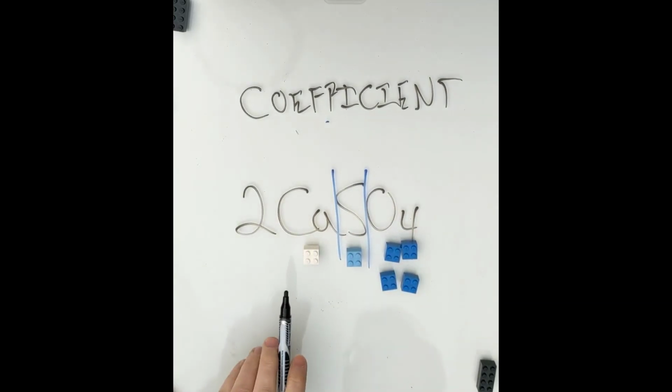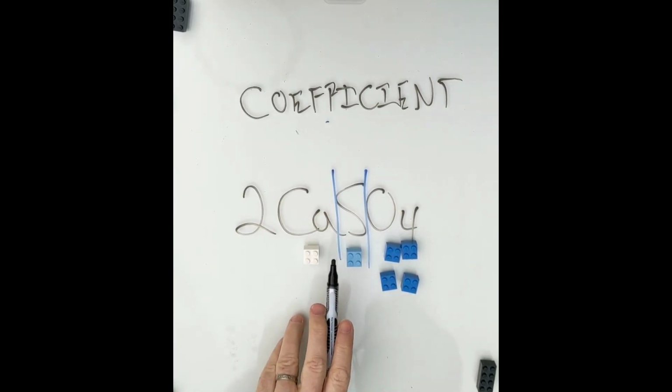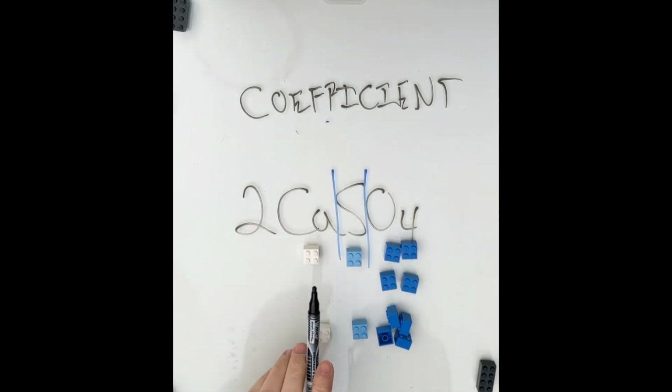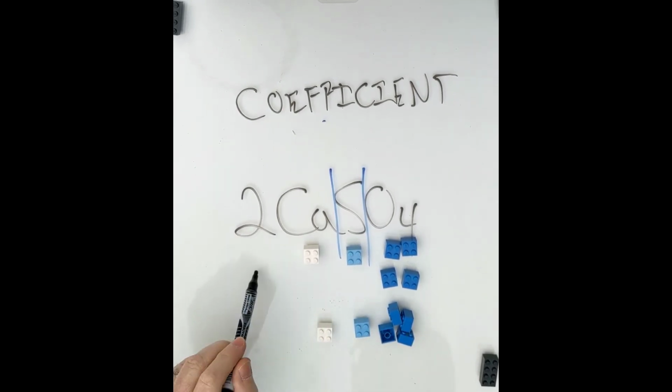But the coefficient means there's everything in here twice. There's 2 units. So there's another calcium, there's another sulfur, and then there's 4 more oxygens. So it's CaSO4 twice. That's what the coefficient here tells us.